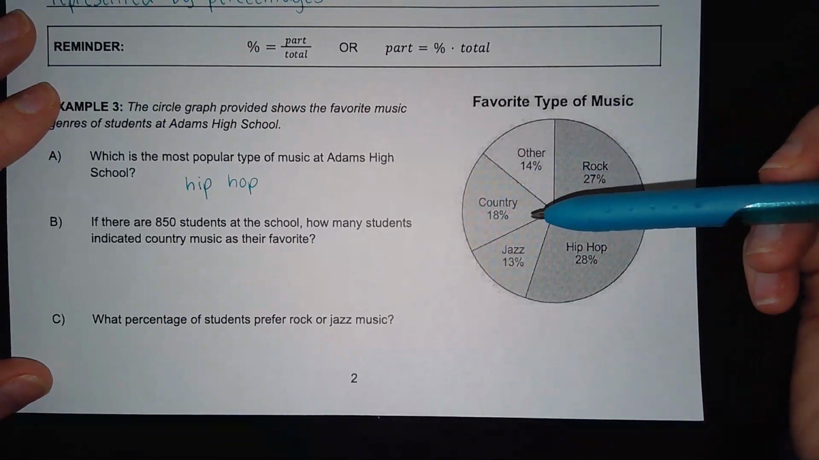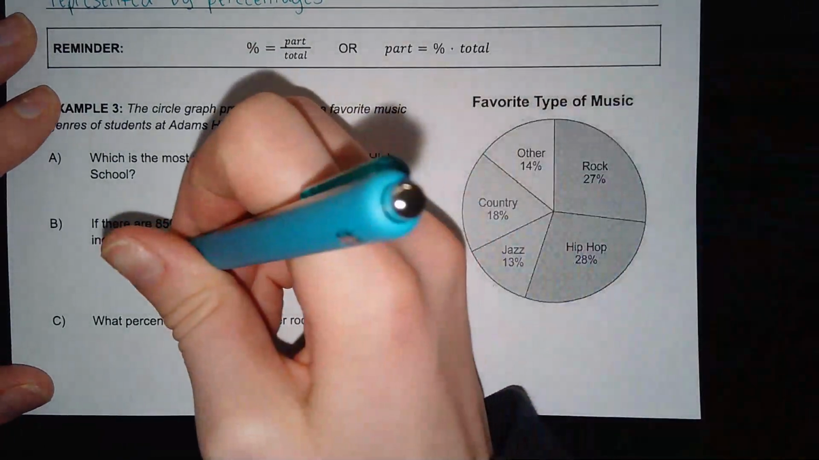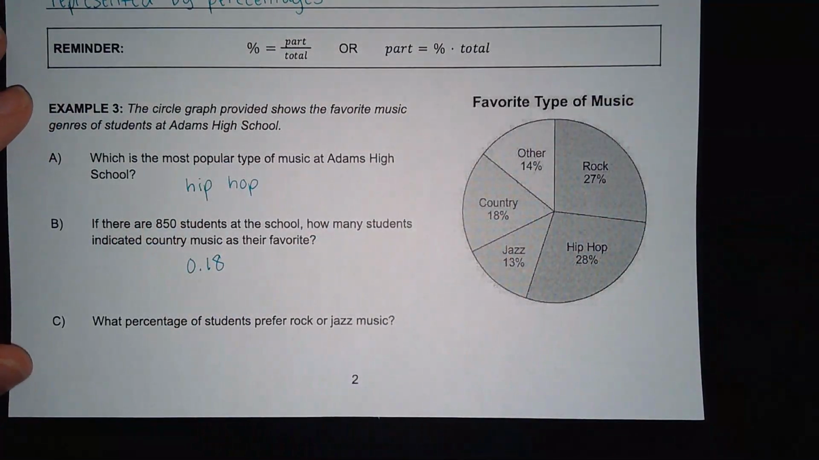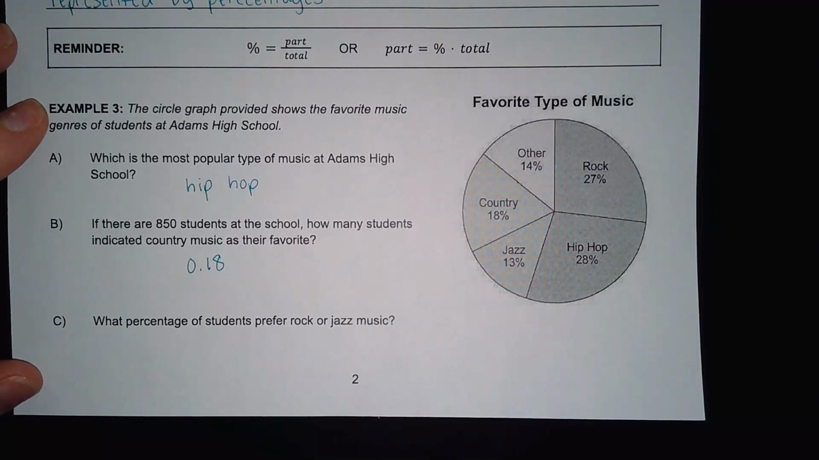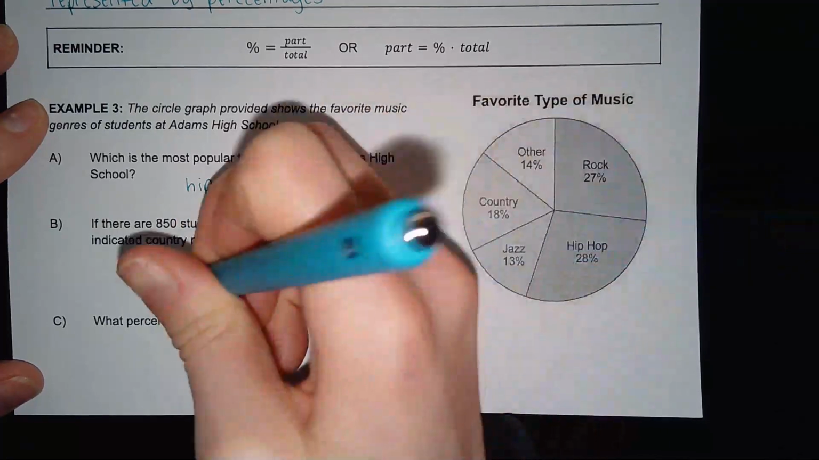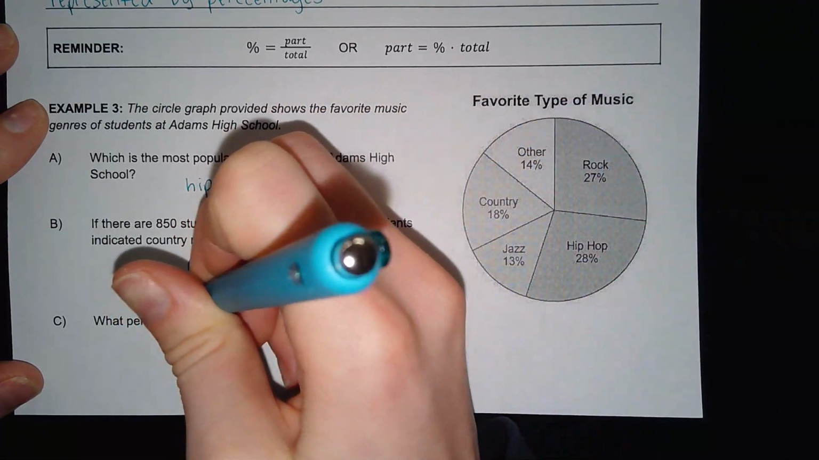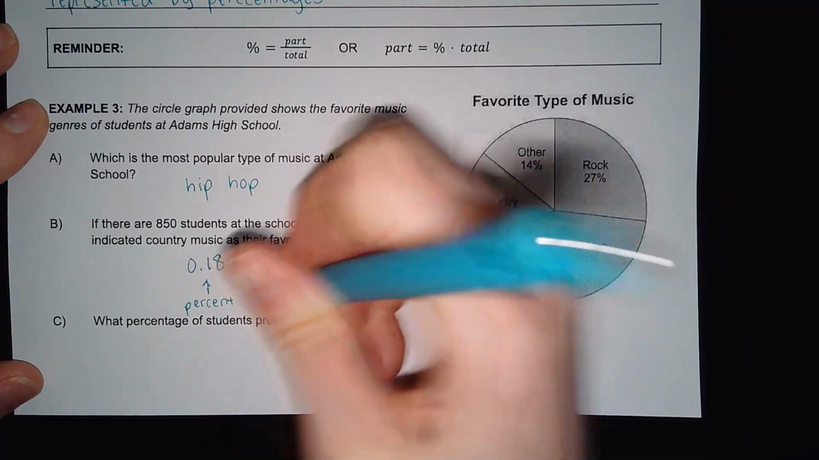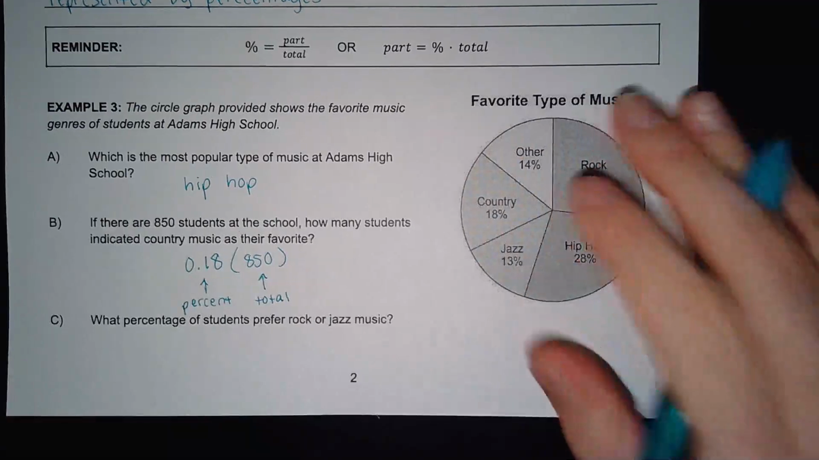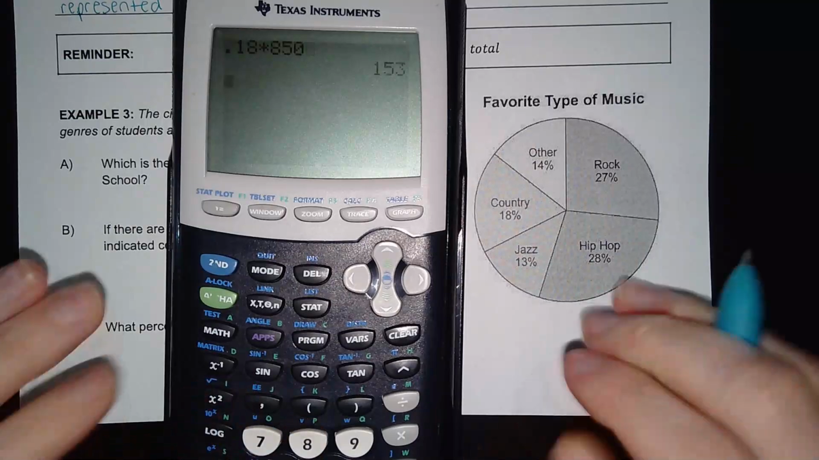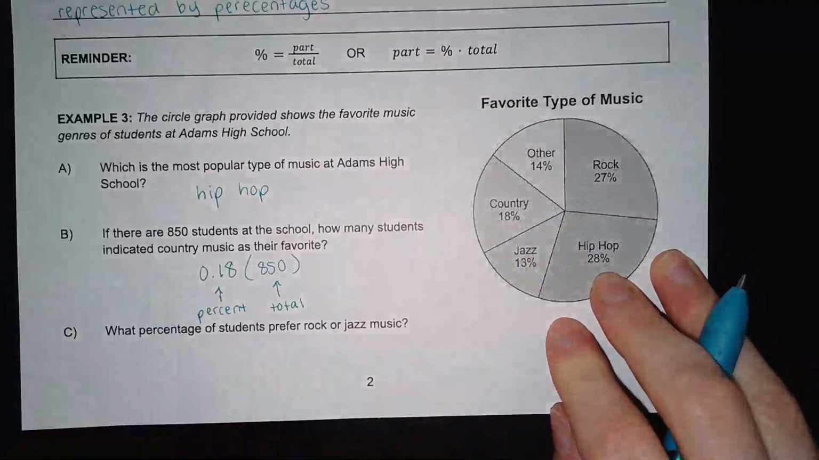But we do want to be careful. We don't want to write 18% as 18%. We would actually want to write that as a decimal, which would be 0.18. And that we would multiply by the total. So this is my percent, and this is my total, and we are multiplying 850. That's going to be 153 students.